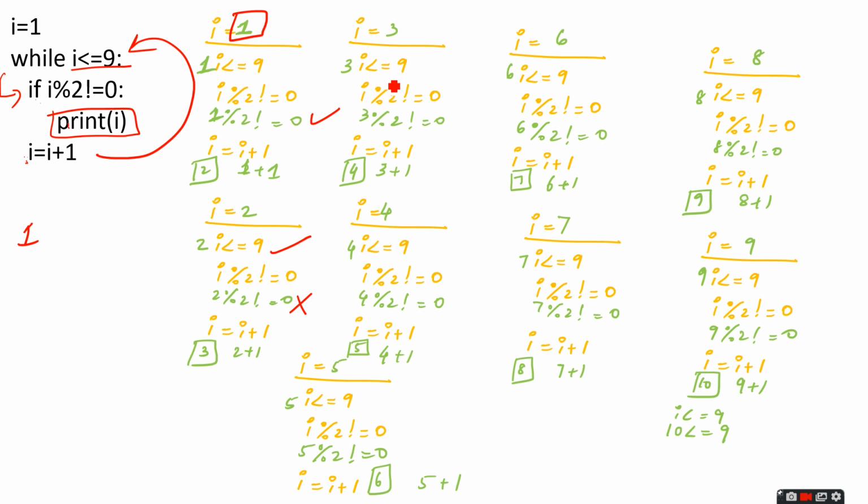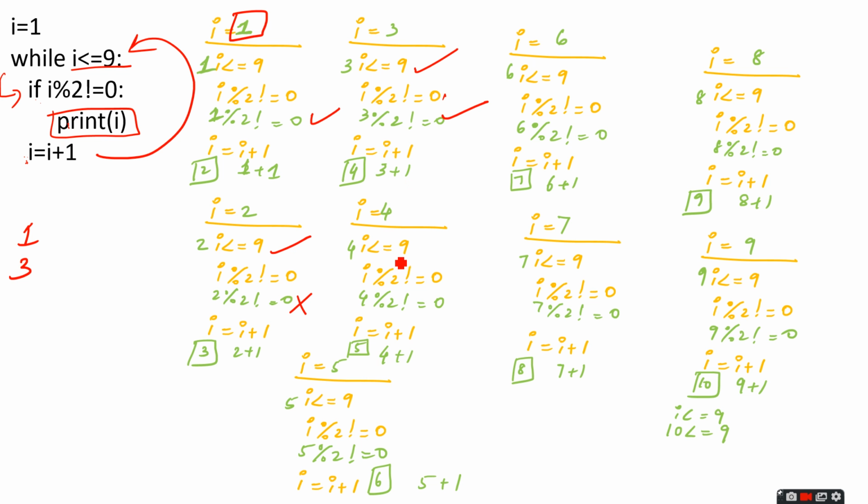Now the value of I is 3. We check the condition: 3 is less than or equal to 9, the condition is true. Then we check the if condition. 3 mod 2 is not equal to 0, the condition is true. Then we will print I. The value of I is 3. Now we have to update the value of I: 3 plus 1 is 4.